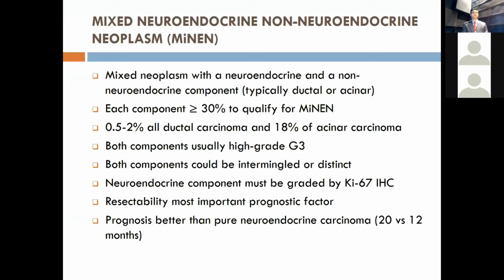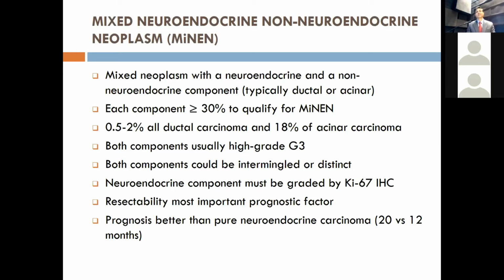So these two examples were examples of mixed neuroendocrine non-neuroendocrine neoplasm, or MiNEN. These are rare neoplasms, and in order to qualify for this diagnosis, each component has to represent at least 30% of the tumor. In most cases, both components are of high grade, like what we saw in both our cases. It was a high-grade neuroendocrine carcinoma, and the non-neuroendocrine components typically are ductal or acinar type.